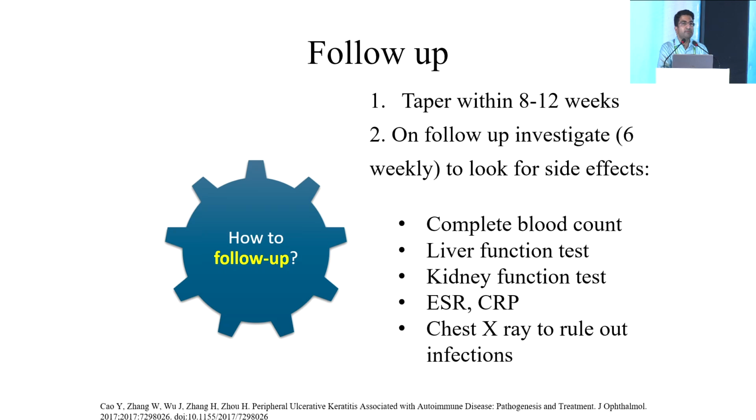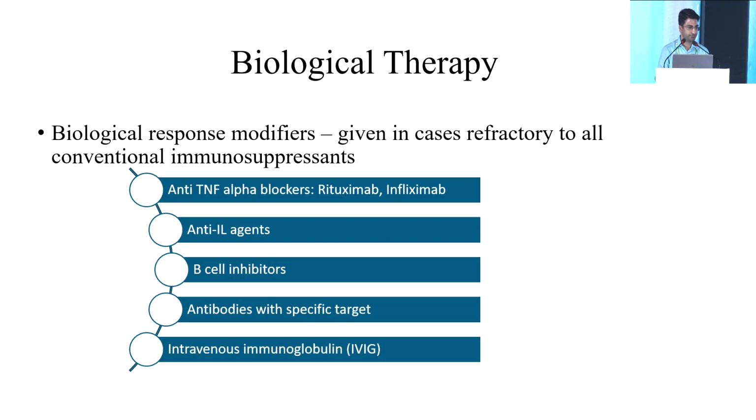And on follow-up, you have to investigate and look for the systemic side effects with complete blood examination, LFT, RFT, as well as ESR and CRP, and chest X-ray to rule out infections. ESR and CRP will guide us to titrate the dosage of the drugs, whether the inflammatory pathology is under control or not. The other blood counts, LFT, and kidney function tests are just to look at the side effects which are being imparted from the immunological agents.